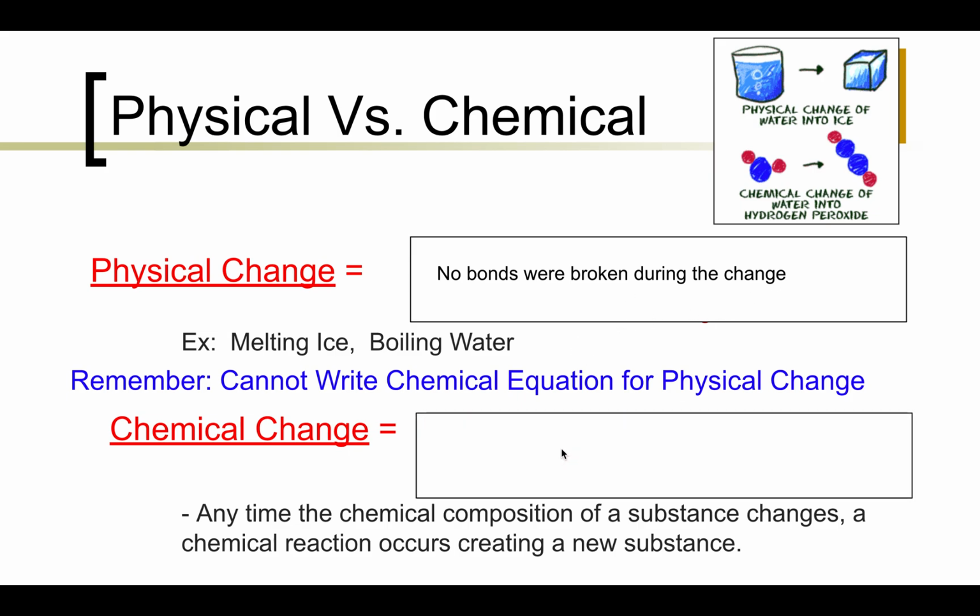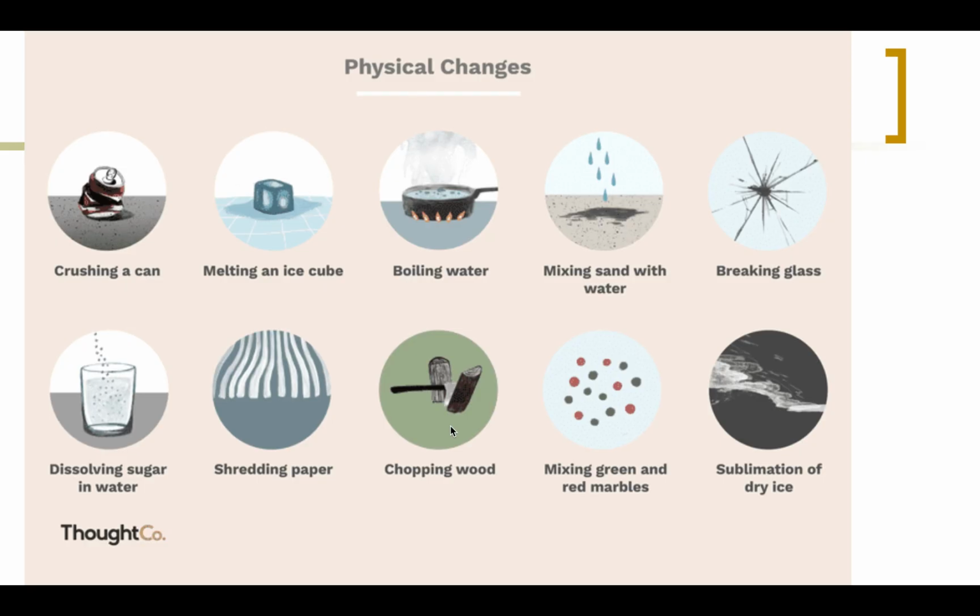Whereas with a chemical change, you are seeing the bonds break, right? Maybe you're going from H2O into hydrogen gas. So those are two different substances, and the bonds have been broken, or new bonds have been made during that change. And that's a chemical change. It's changing the chemistry of that substance. Here are just some examples of physical changes, right? So you can see that none of these are actually changing the chemical composition.